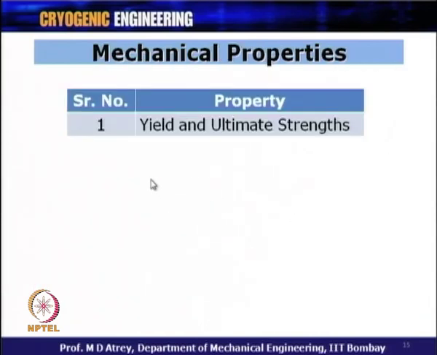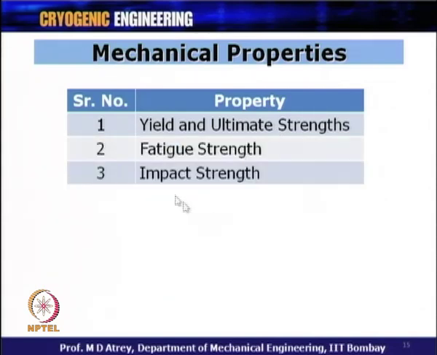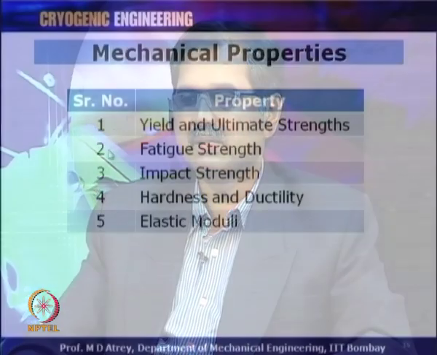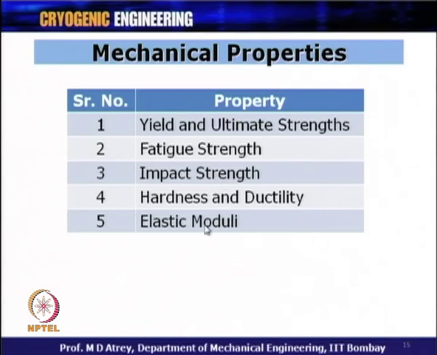The mechanical properties which we want to study in this particular course are the yield and ultimate strength, of which we just talked about. We talk about the fatigue strength of a material. We talk about the impact strength of a material. We talk about the hardness and ductility of the material, and we talk about the elastic modulus of the material. So, all these five properties, in fact, six properties, they are basically the mechanical properties. In the next lecture, maybe we talk about the thermal properties and the electrical and magnetic properties. Now, these are the mechanical properties which we will discuss in this particular lecture for different materials.